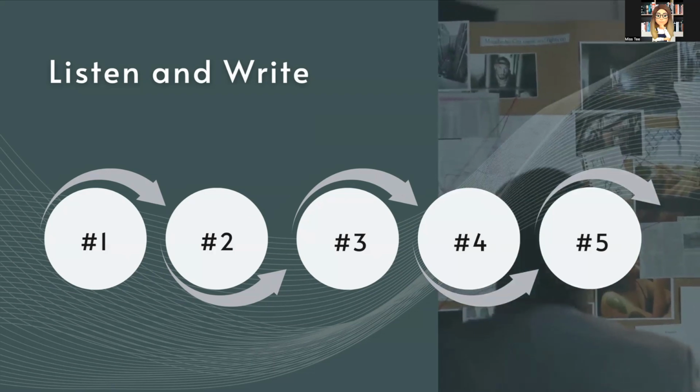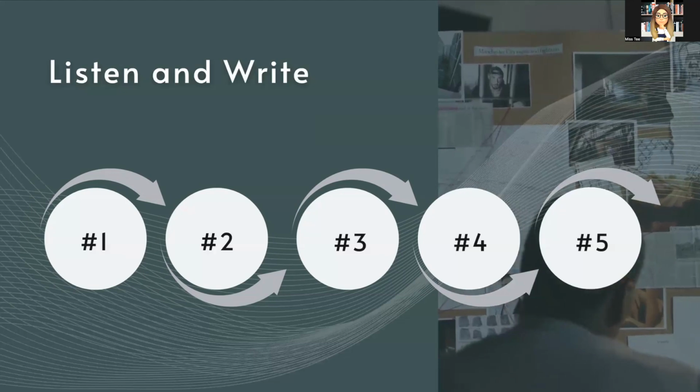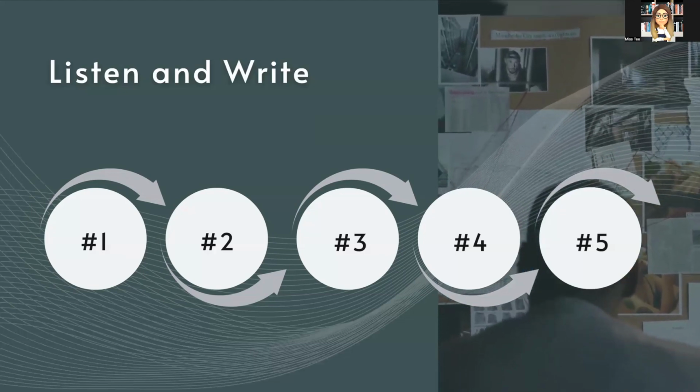Number 4. When the evidence was presented, it proved the vandalism case.